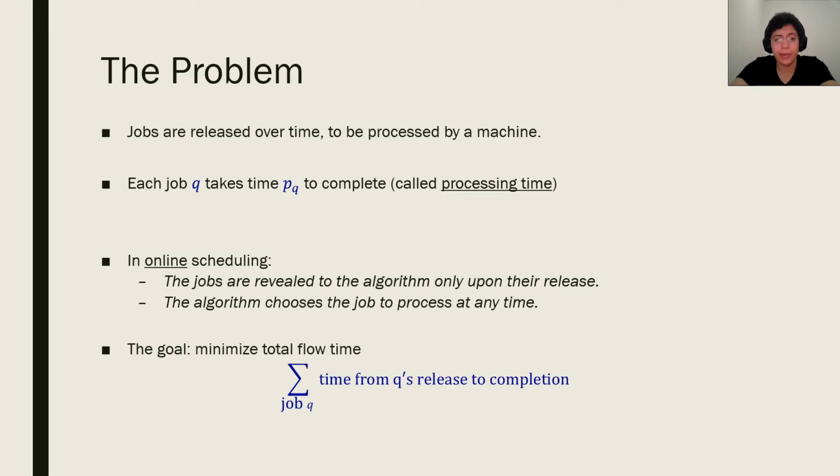The goal of the algorithm is to minimize total flow time. So that's the sum over jobs of the time from the job's release to its completion. That is the time the job was alive in the system.